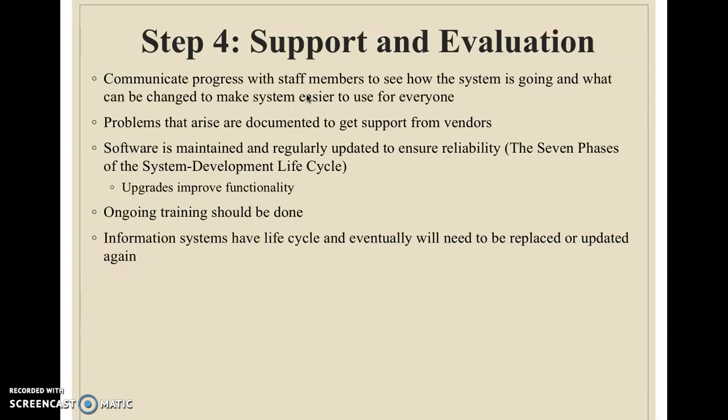It is important to always maintain and regularly update the software to ensure reliability. With updates, functionality is improved. Since there are updates, there should always be training going on. Information systems have a life cycle. This means the system will eventually need to be replaced or updated again.